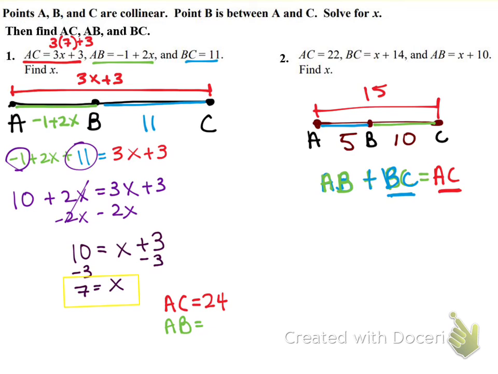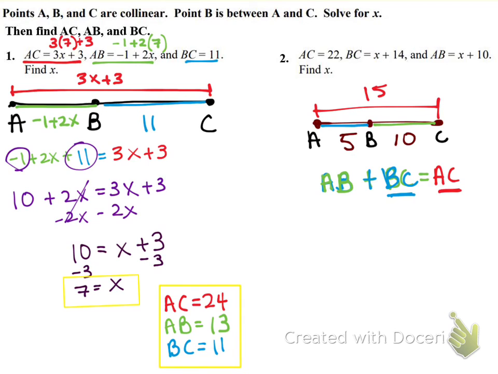The length of AB, let's do the same thing. What did the length of AB used to be? Negative 1 plus 2x. So we're going to plug in. X is still 7. So do we add first or do we multiply first? Multiply. 2 times 7 is? 14. Minus 1 is 13. And then we technically already know BC is 11.